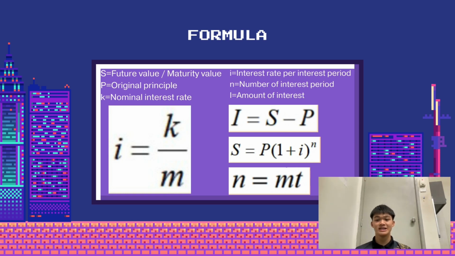Firstly, i equals K over M. The second, capital I equals S minus P. The third one is S equals P bracket 1 plus i bracket to the power of n. And the last one is n equals M times T.